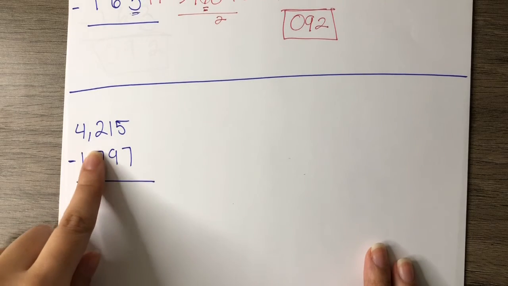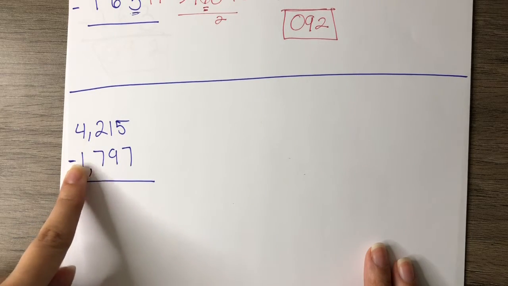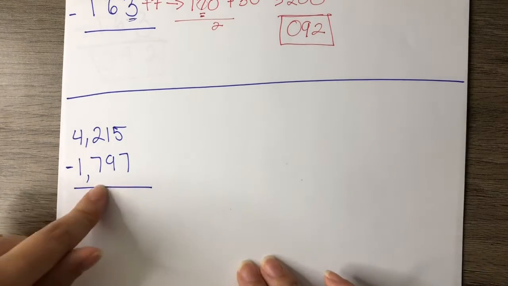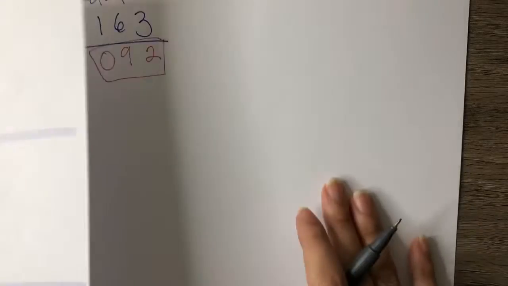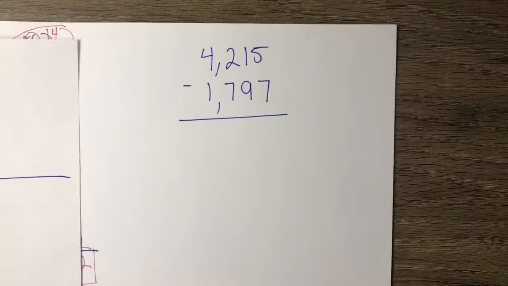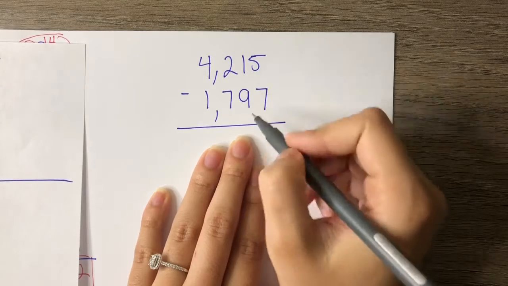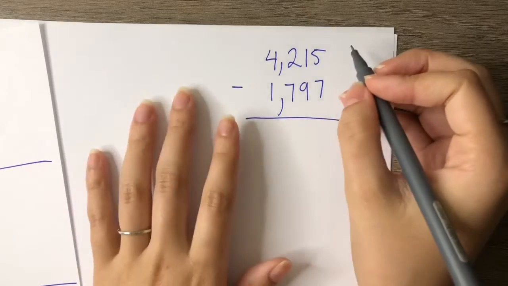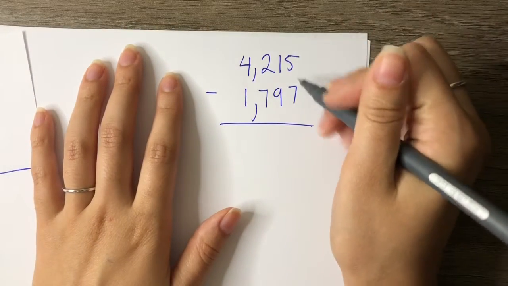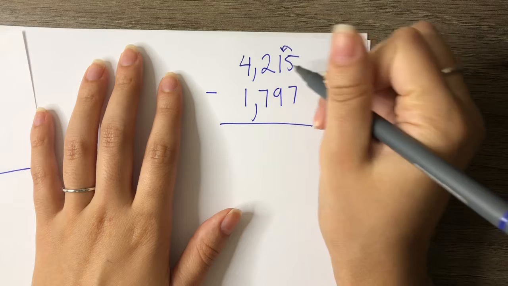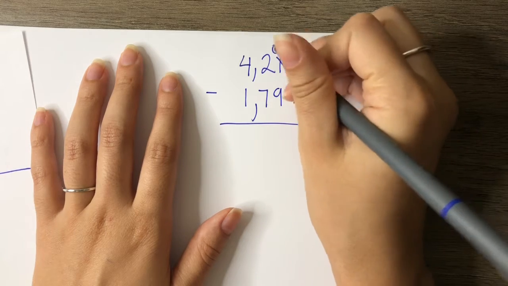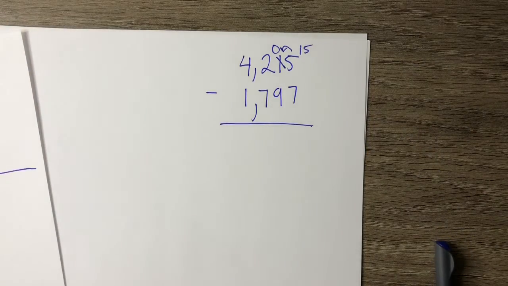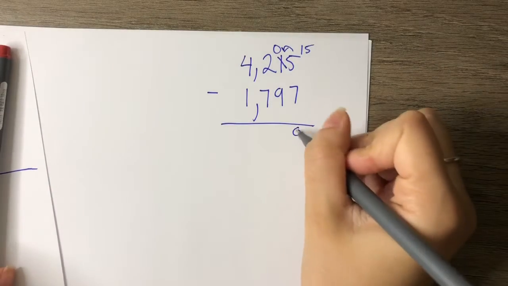We have here 4,215 minus 1,797. Let's try it. This problem is a little difficult, but let's try it with the regular method on how we would subtract this. All right, so 5 minus 7, we can't do that problem. So we would have to borrow from the 1, then the 1 would turn into 0, the 5 would turn into 15. Then we can do 15 minus 7, that would give us 8.